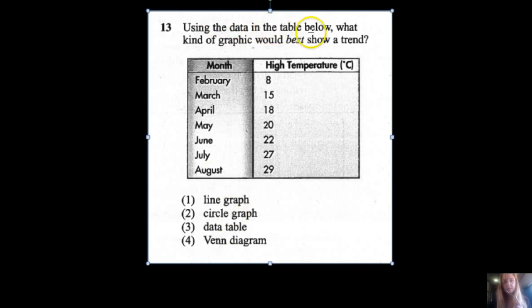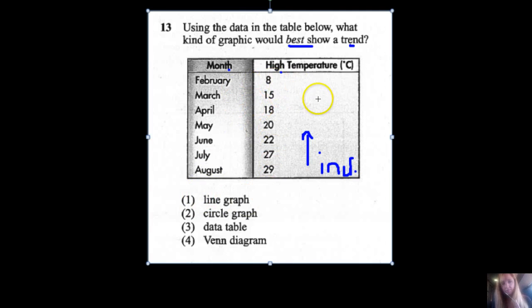Number 13. Using the data in the table below, what kind of graphic best shows a trend? If I were to take this, what would show the trend? So month and high temperatures. Oh, look, the high temperature is increasing. I haven't been able to do that for a while, because none of these have really shown that trend. All right. So, a line graph.